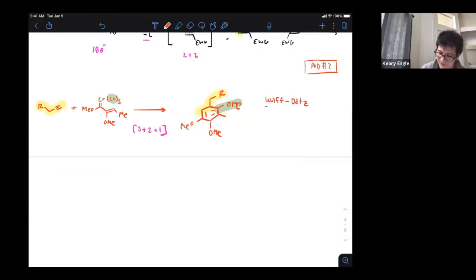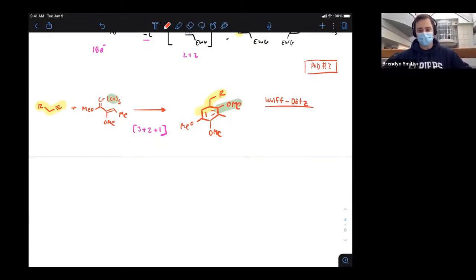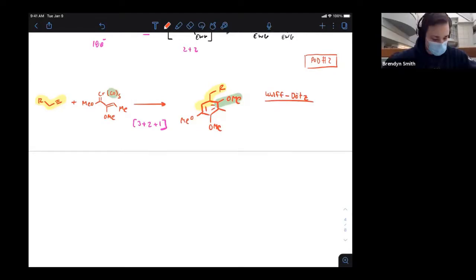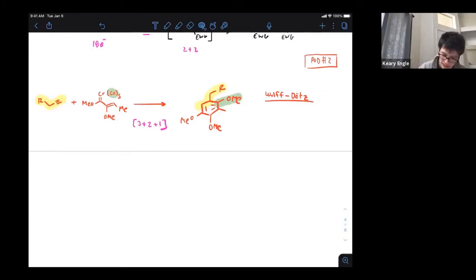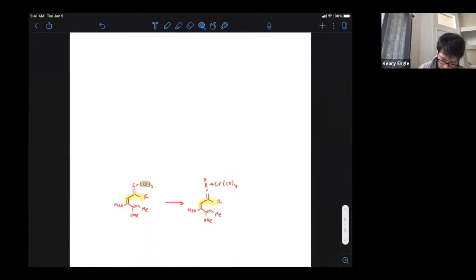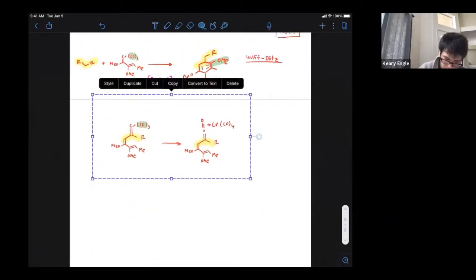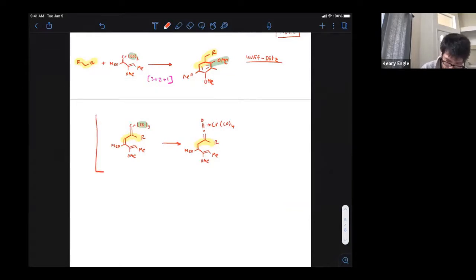Okay. Or just referred to as the Dötz reaction. And Wulff, I think, is Brendan's undergraduate supervisor. Is that right? Same Wulff? Yep, same guy.